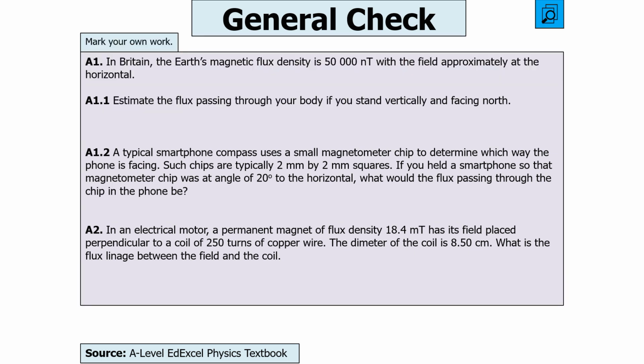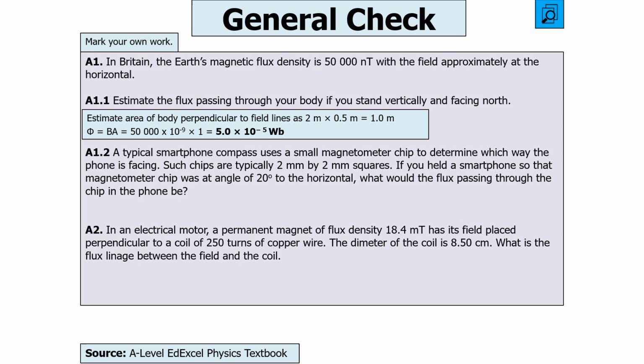Right, so how do you answer this question? So the first one, you're going to have to estimate the area of a human's body. Let's say roughly that a human is 2 meters tall and 0.5 meters wide, so roughly we're looking at 1 meter squared. So therefore we say flux equals BA, pop in all the values, nano turns into teslas by times 10 to the minus 9, so it's 5 times 10 to the minus 5 Webers.